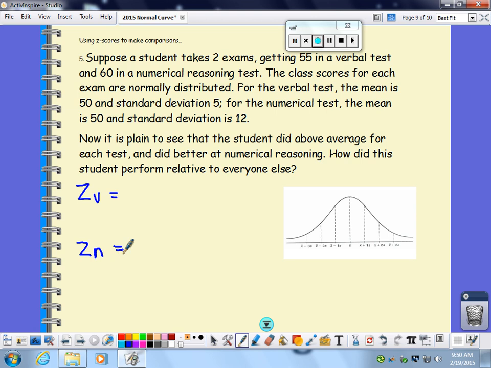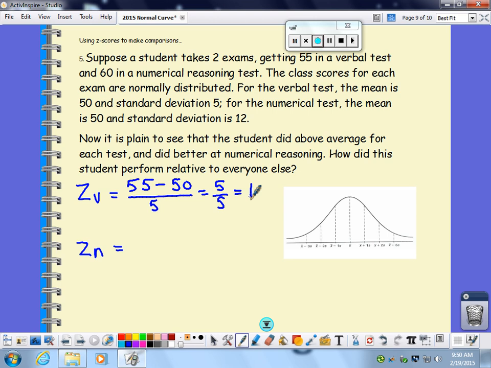All right, your score goes first. So the student got a 55 on the verbal with a mean of 50 and a standard deviation of 5. All right, do this math. So we get 1. Now your Z-scores tell you how many standard deviations you're from the mean. We'll put that on a scale here to make a direct comparison.